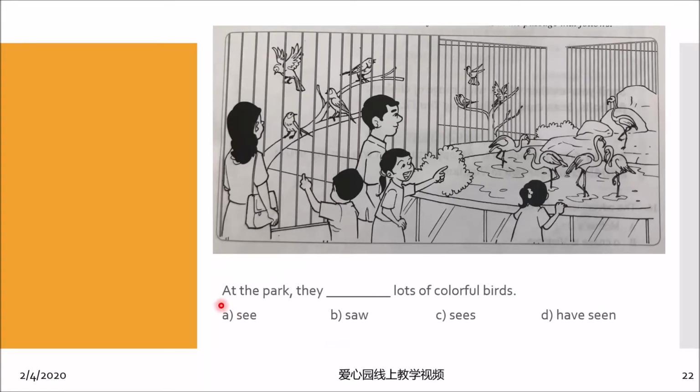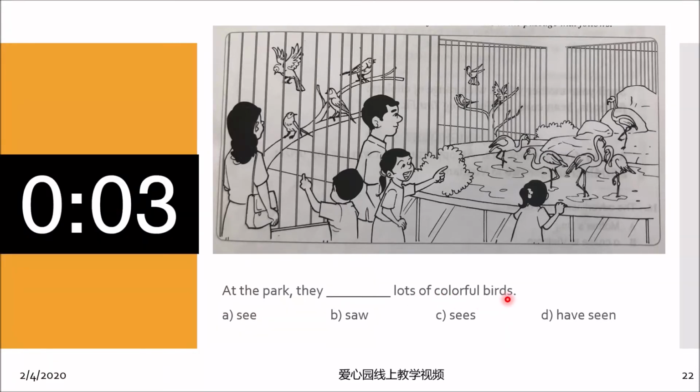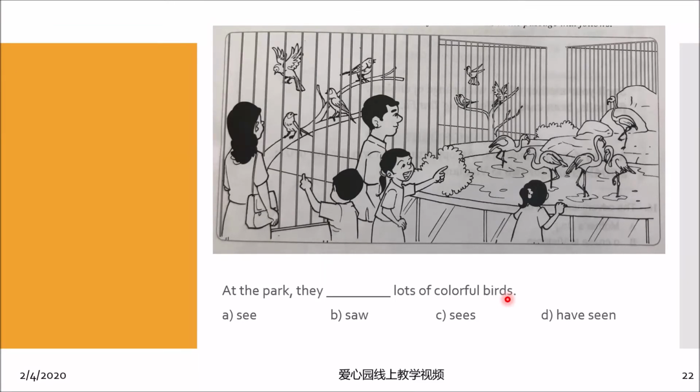Next, at the park, lots of colorful birds. Alright, so the correct answer is saw. Remember, this incident happened in the past. So the past tense of see would be saw.